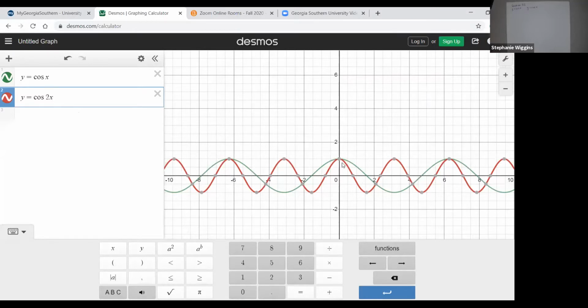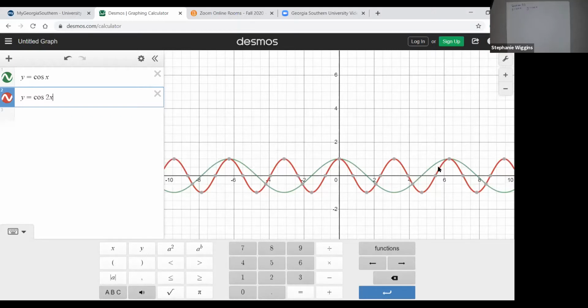So instead of going from 0 over 2 pi, now I'm going to go through a full cycle at pi, and then I go through another. So I go through 2 cycles over the course of one normal period for cosine. So cosine, the period is 2 pi, but if I have cosine of 2x, the period is pi.